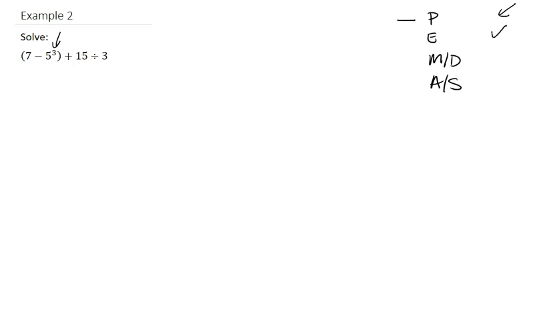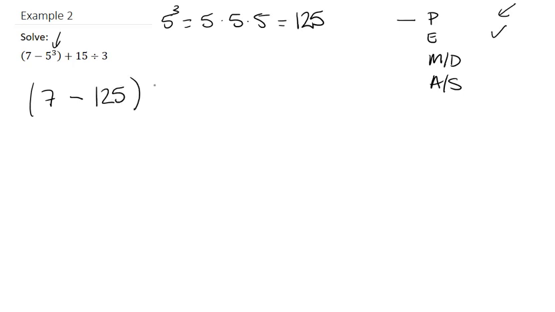So the first thing we need to do is exponents. So this 5 raised to the third power. 5 raised to the third power is really just 5 times 5 times 5, which is equal to 125, as we did in an earlier video. Because 5 times 5 is 25, and 25 times 5 is 125. So let's go ahead and rewrite this. Now we've dealt with the exponents.